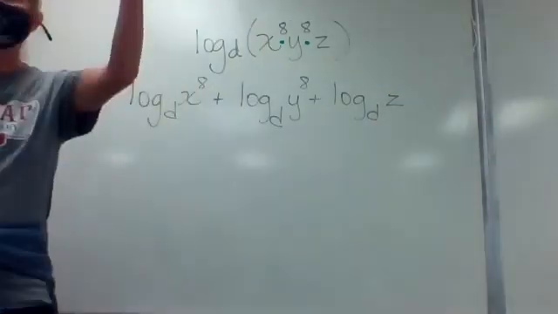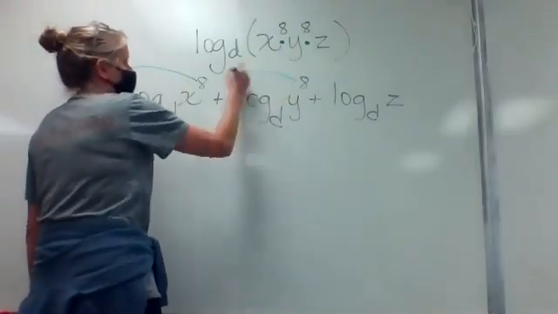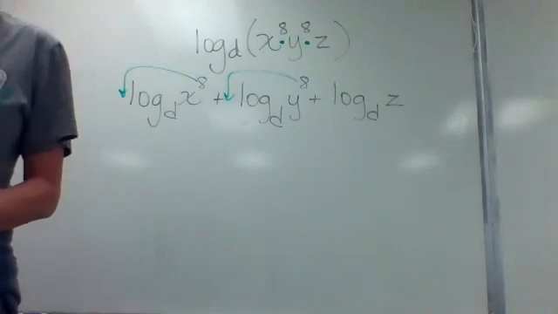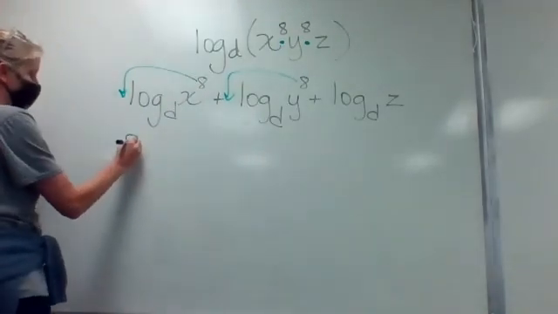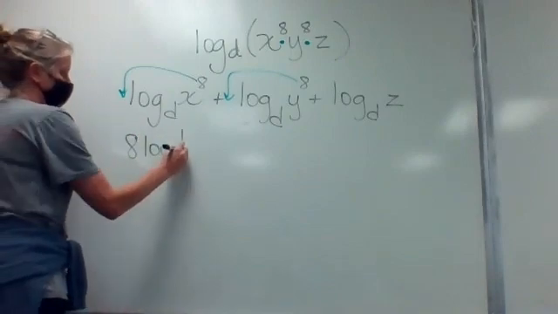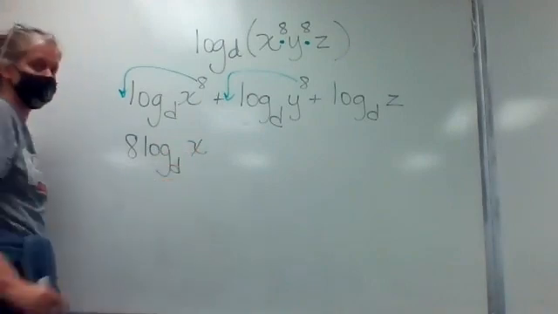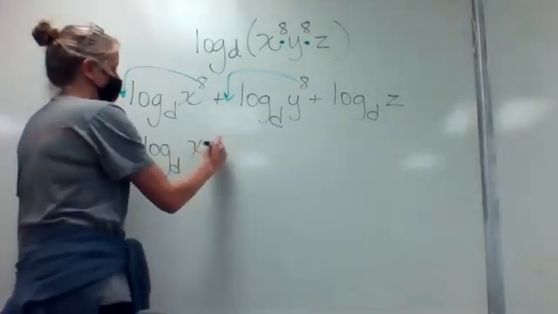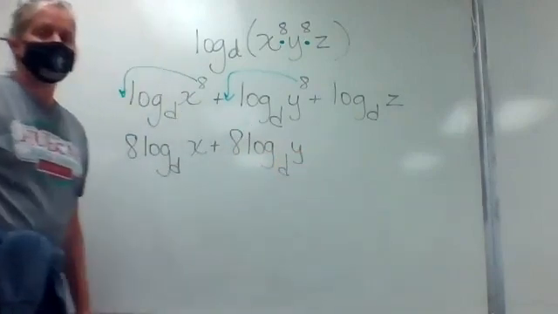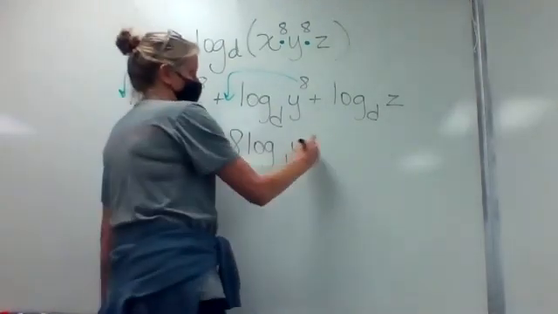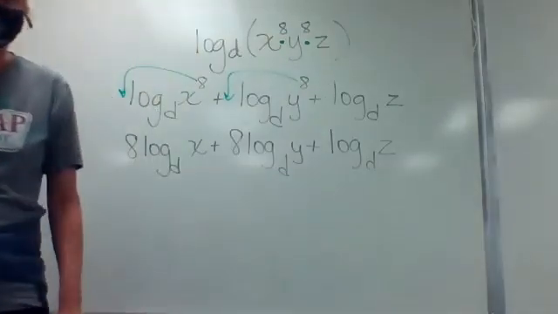Now you don't want to leave logs that have those exponents. So anyone that has an exponent needs that exponent to drop down. So this one I'll have 8 log base c of x plus 8 log base c of y, and then just drop this one down. So log base c of z.